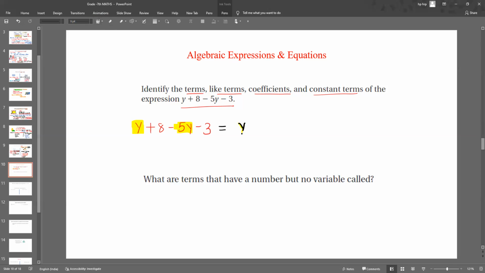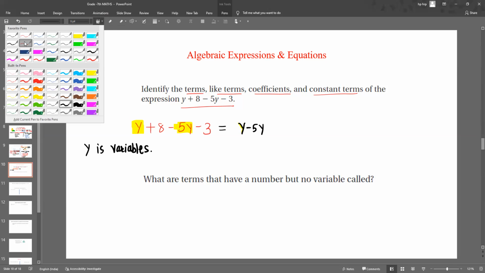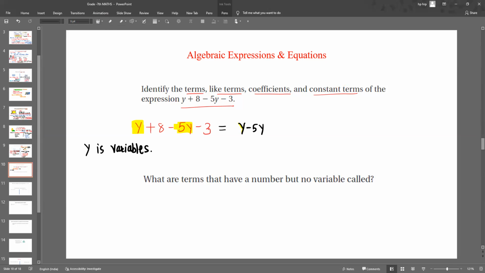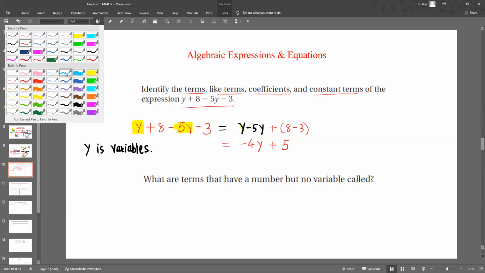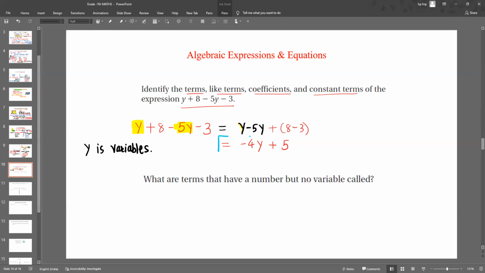Here y is a variable. Small alphabets we can use as variables. And what is a constant? This 8 and 3 are constants, so I can combine these numbers. Here y minus 5y gives minus 4y plus 5. So after simplification, we get this result.